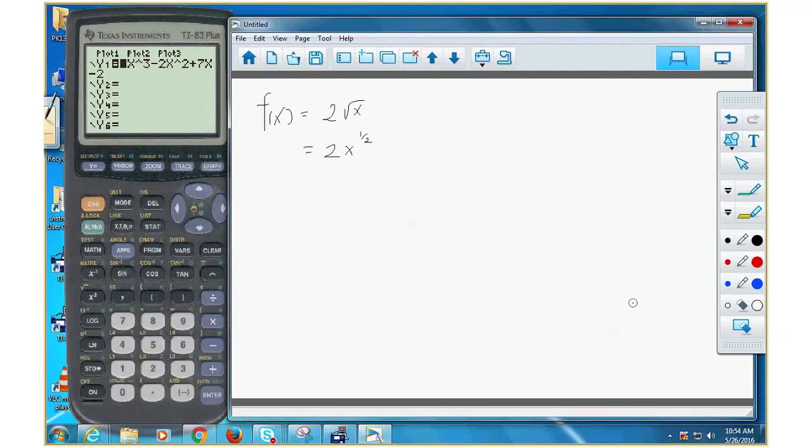God, they're still going through the difference quotient on page 95.